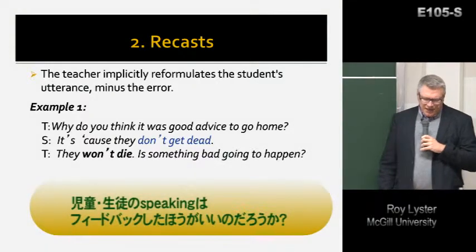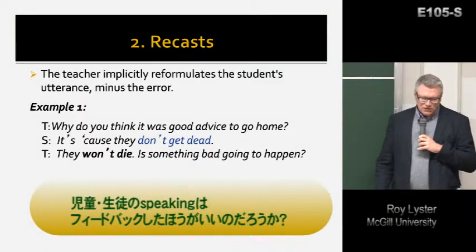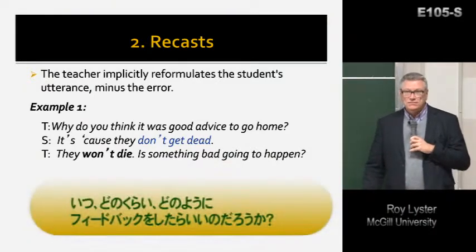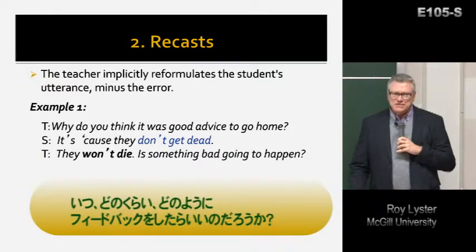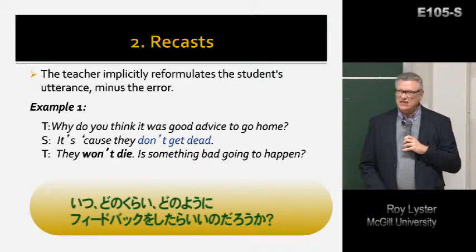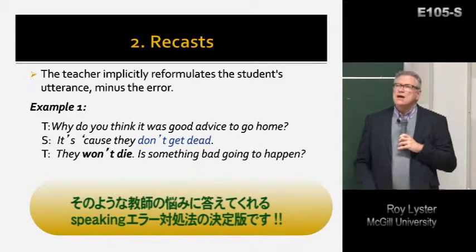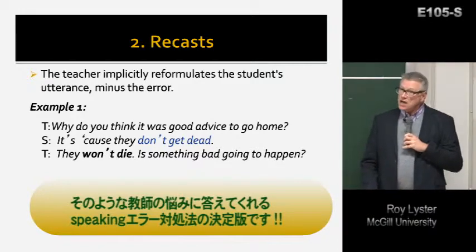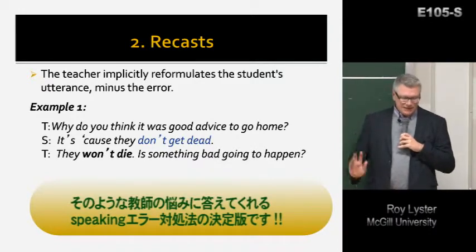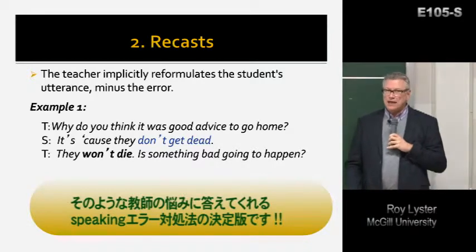The teacher says, "Why do you think it was good advice to go home?" And the student says, "It's because they don't get dead." Okay? So we can understand what the student means. It's really not very idiomatic at all. And so she rephrases in a recast and says, "They won't die." And then she just continues, "Is there something bad going to happen?"